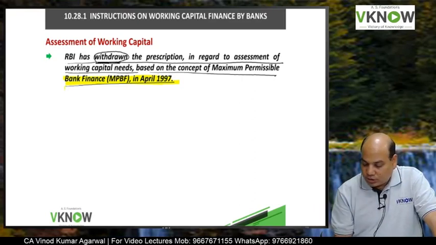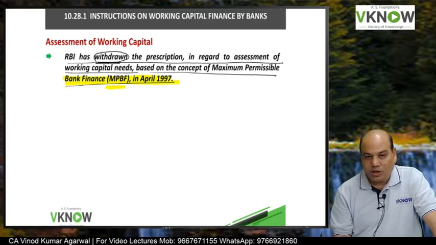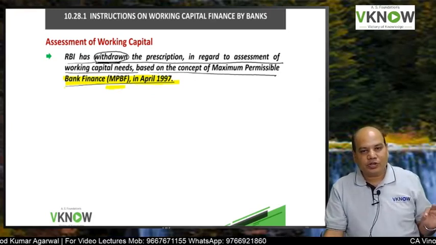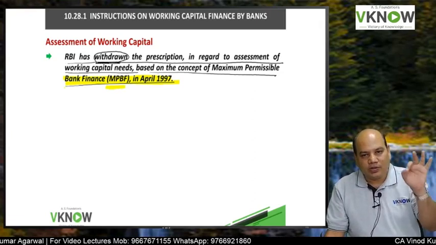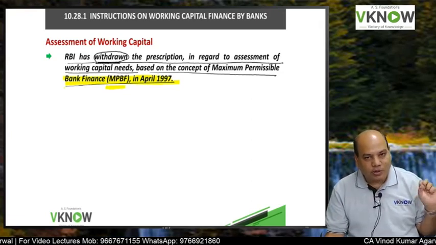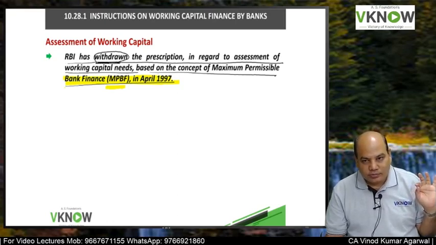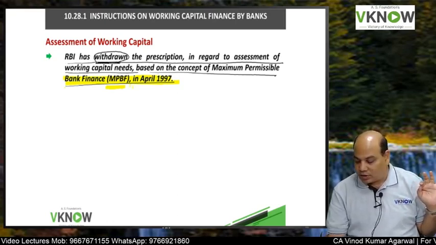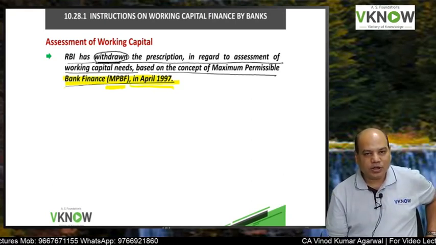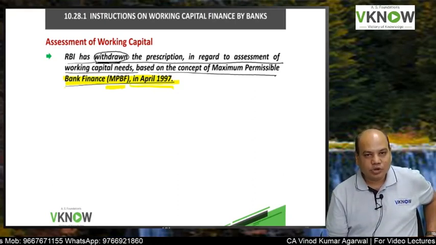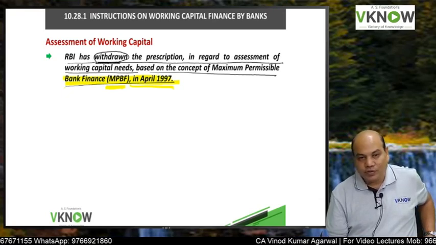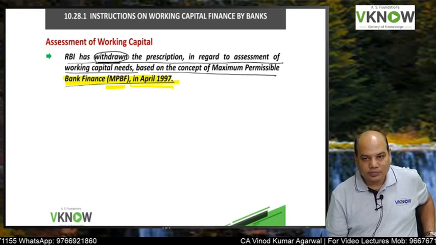So there was a concept called MPBF, Maximum Permissible Bank Finance. This is the maximum loan the bank will give you for working capital. There was a formula which is printed below. I am coming to that. But then in 1997 RBI scrapped that MPBF concept. Now it is voluntary, not compulsory. Why has it removed this concept of MPBF?